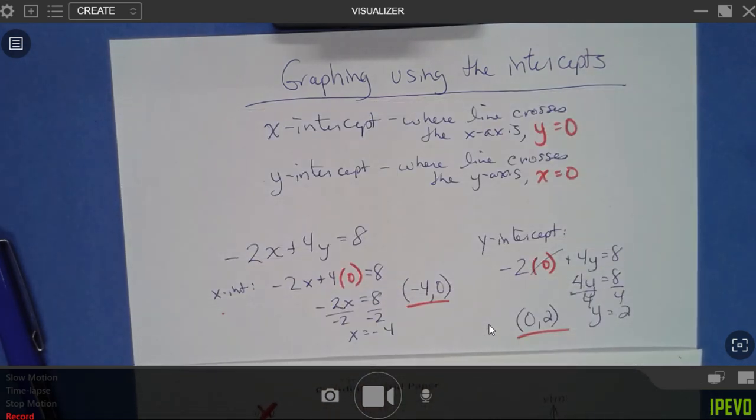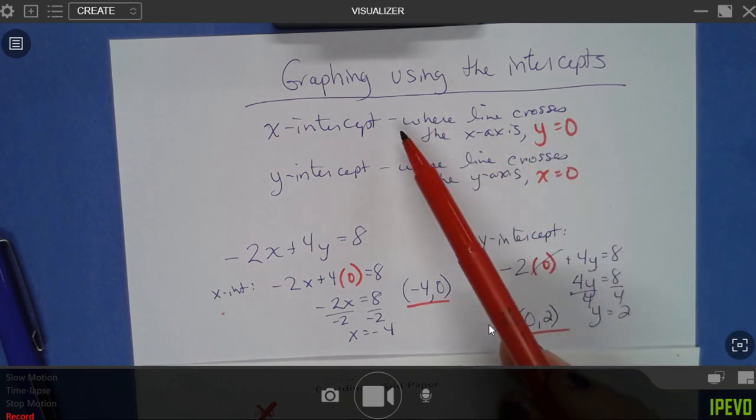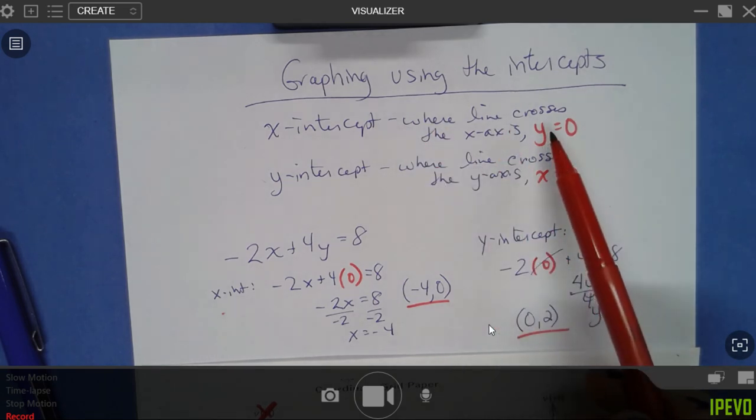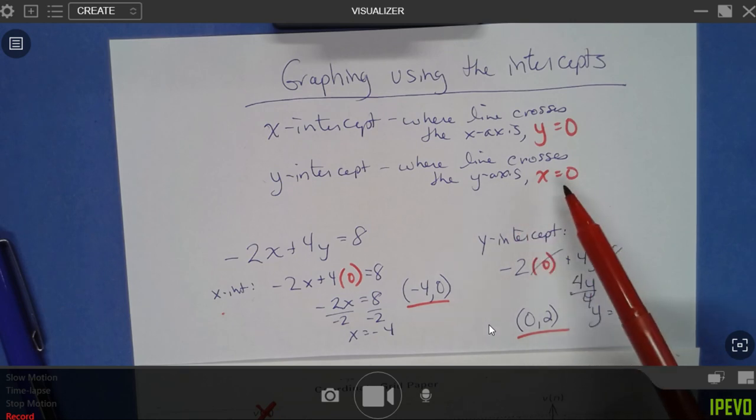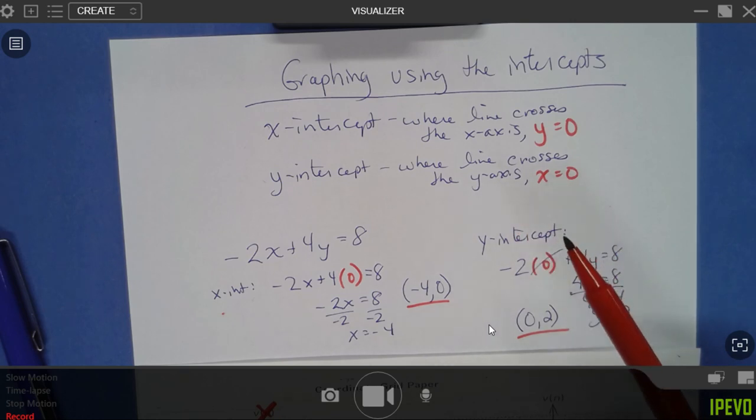So the key part on the x-intercept: y is 0 whenever you're crossing the x-axis. And whenever you're crossing the y-axis, x is 0. That knowledge allows you to graph using the intercepts.